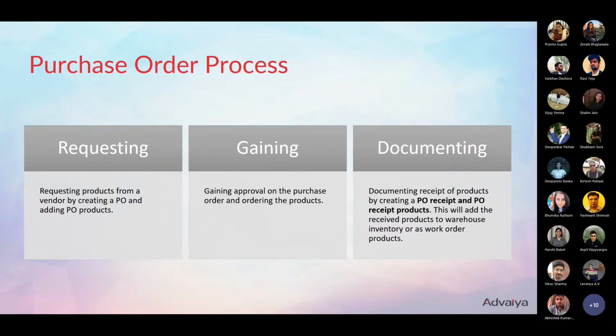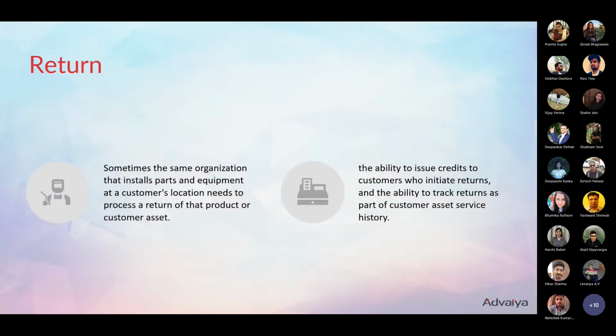Once the PO is submitted, the documenting should be there to receive the products. The products are received in the warehouses, and the inventory should get updated, as the available quantity of the products is updated accordingly.